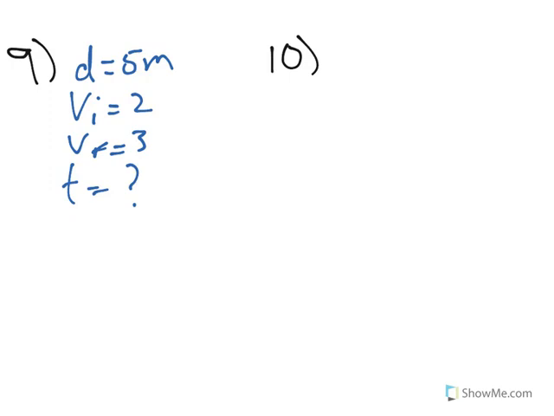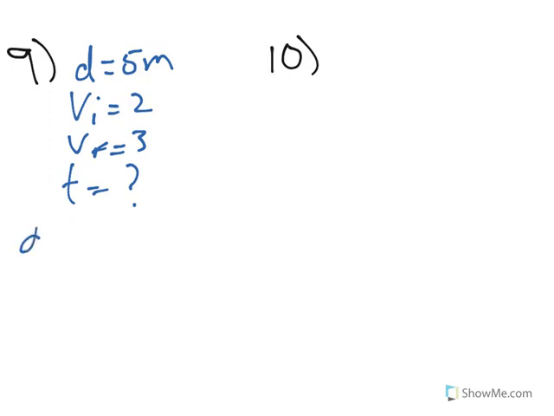Number 9. A jogger accelerates at a constant rate as she travels 5 meters, so a distance equals 5 meters, along a track from point A to point B as shown. Her initial speed is 2 and her final speed is 3, and we want to know how long this took her. So we want to know time. And so what we've got to do is, we can use all kinds of formulas to do this.